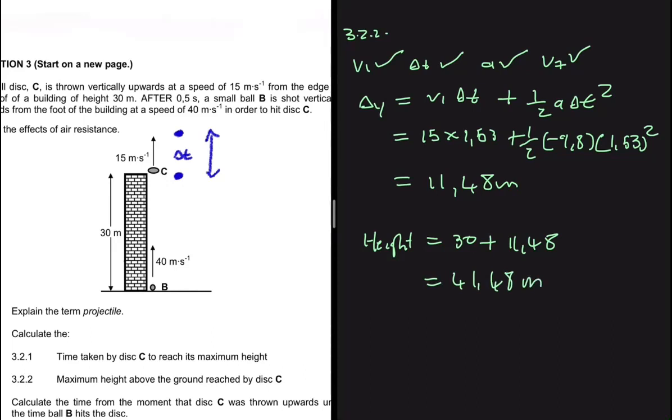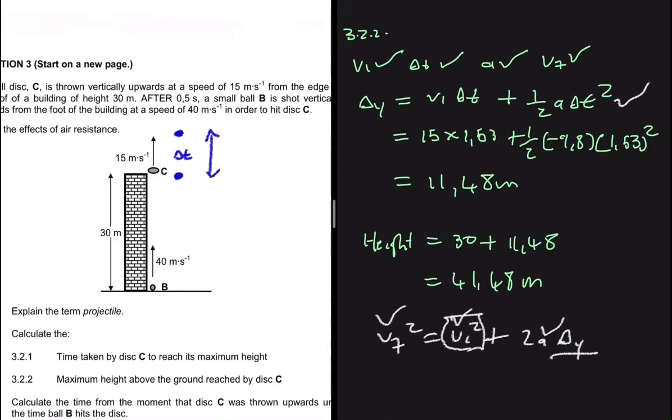Another formula you could have used to calculate the displacement from the top of the building until maximum height is Vf squared equals Vi squared plus 2A delta y. We have Vf, we have Vi, we have acceleration. So that formula could have also worked, right? But I just chose to use this one so that I don't have to take anything to any other side, because here you would have to take Vf squared to the other side.